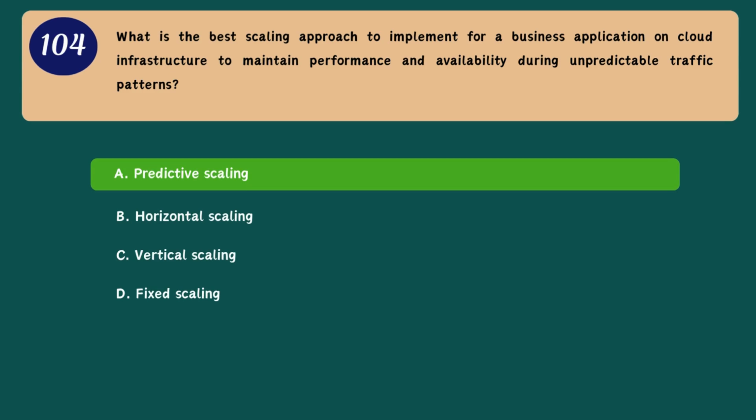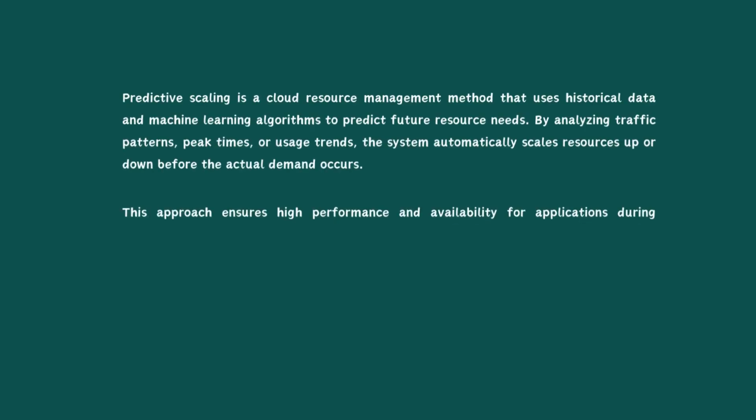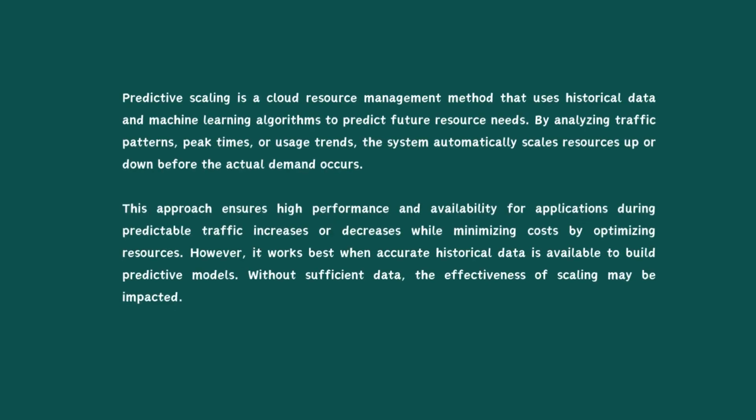Correct answer. A. Predictive scaling. Predictive scaling is a cloud resource management method that uses historical data and machine learning algorithms to predict future resource needs. By analyzing traffic patterns, peak times, or usage trends, the system automatically scales resources up or down before the actual demand occurs.